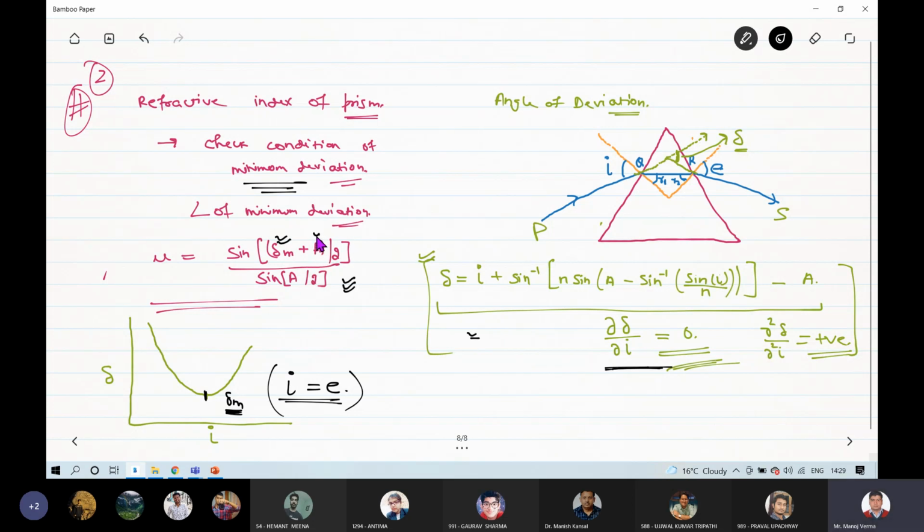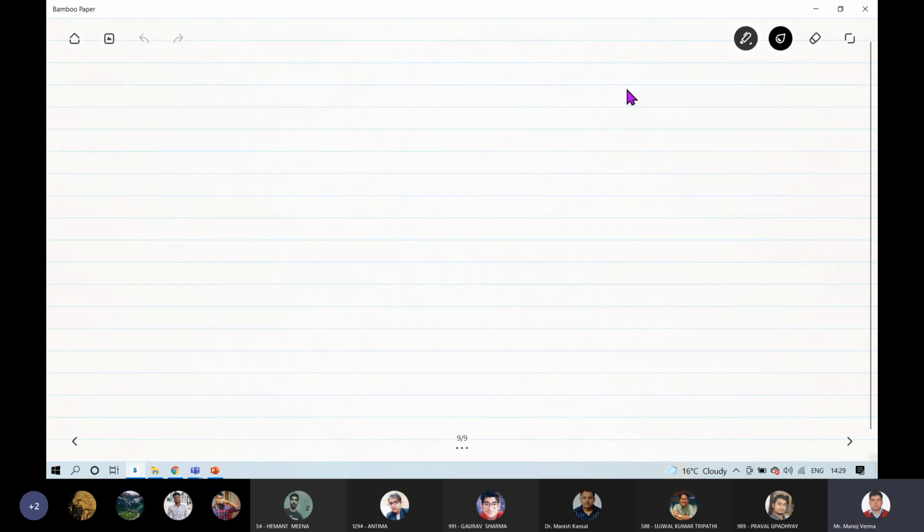And I have the value of A from the previous. By using this formula, I can find this mu. Now, the concept of this condition of minimum deviation I was introducing because I will be needing this point in the derivation of this formula for mu, right? So let's see how a ray will be deviated during its double refraction, and with the help of ray diagrams, I will derive this formula: mu is equal to sine of (A plus delta M) by 2 divided by sine A by 2.